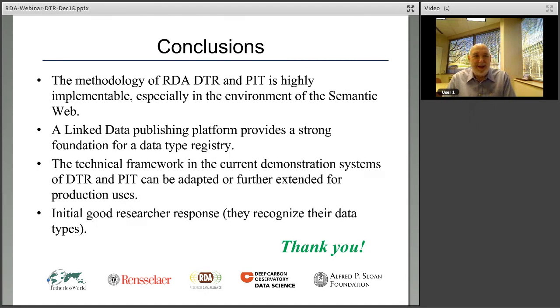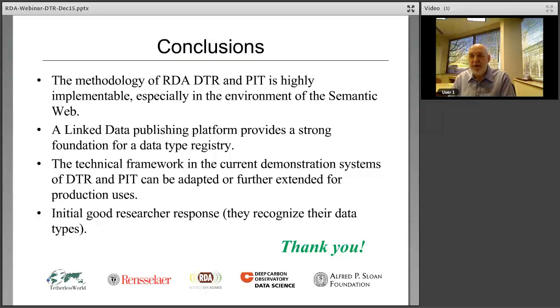And they find that it can be adopted and further extended for production use, which is what they're doing. They're using it in a production sense. And this last bullet, which is one that gratifies people inside RDA, is there's good researcher response.